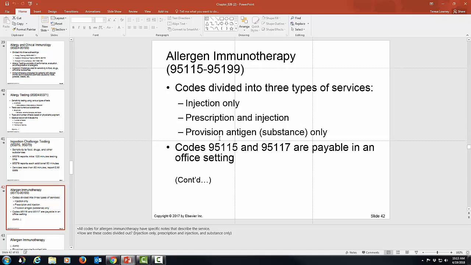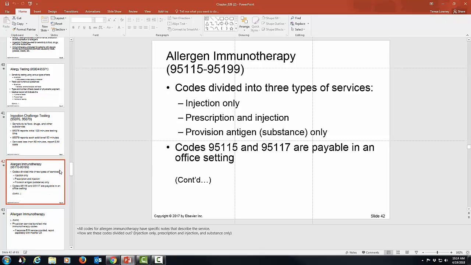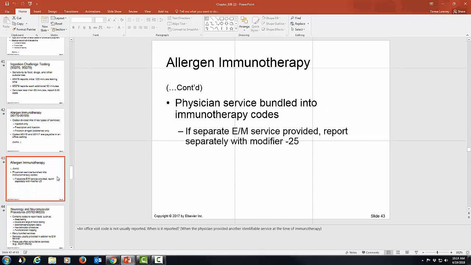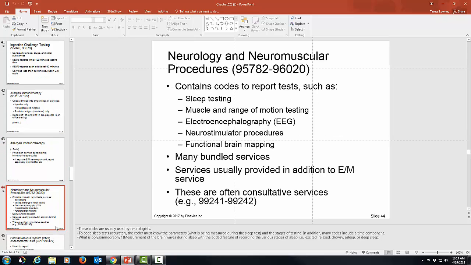The codes are developed into 3 types of services: injection, prescription and injection, or provision of the antigen, the substance only. If you have a nurse in the family, they're going to give the shots at home. Physician services are bundled into immunotherapy services. If there's a separate E&M code, you're going to report that separately with a modifier 25. For example, if you're getting an allergy shot and you have a severe reaction and the physician now has to come in and perform a separate E&M service, give you a nebulizer treatment, you're going to code that. We're going to see if he's going to give you another injection of a suspirin or something to stop that reaction. So you need to read your notes very, very carefully.